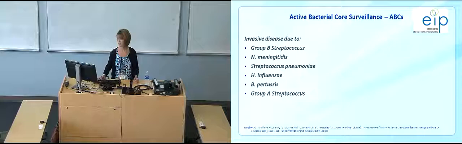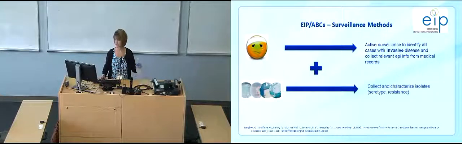To begin the sampling, we're going to start with Active Bacterial Core surveillance, or ABCs. That really involves surveillance of invasive disease. So this has to be disease or the pathogen identified in a sterile site due to group B streptococcus, Neisseria meningitidis, Streptococcus pneumoniae, Haemophilus influenzae, Bordetella pertussis, and group A strep. I'm not going to talk about all of them because we don't have time, but I'll hit on a few of them.